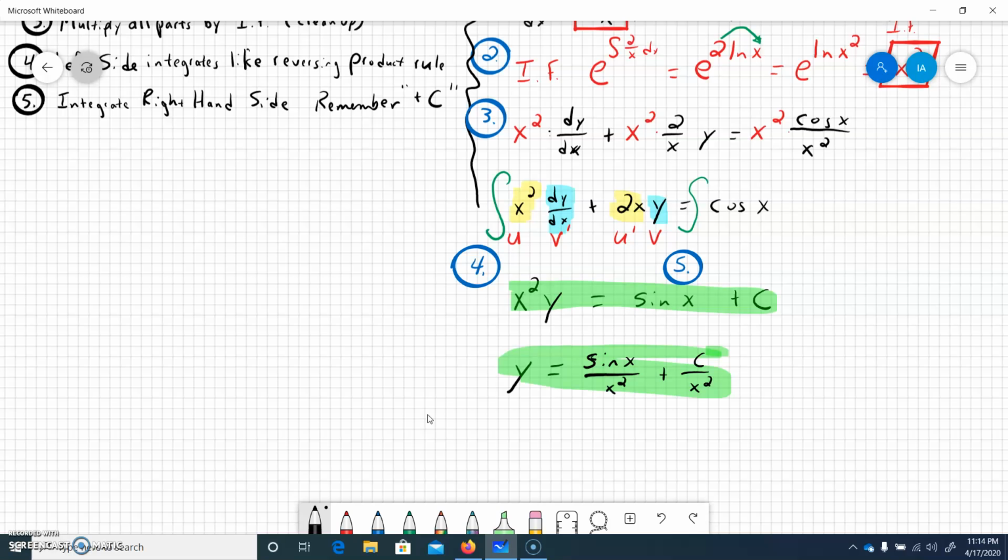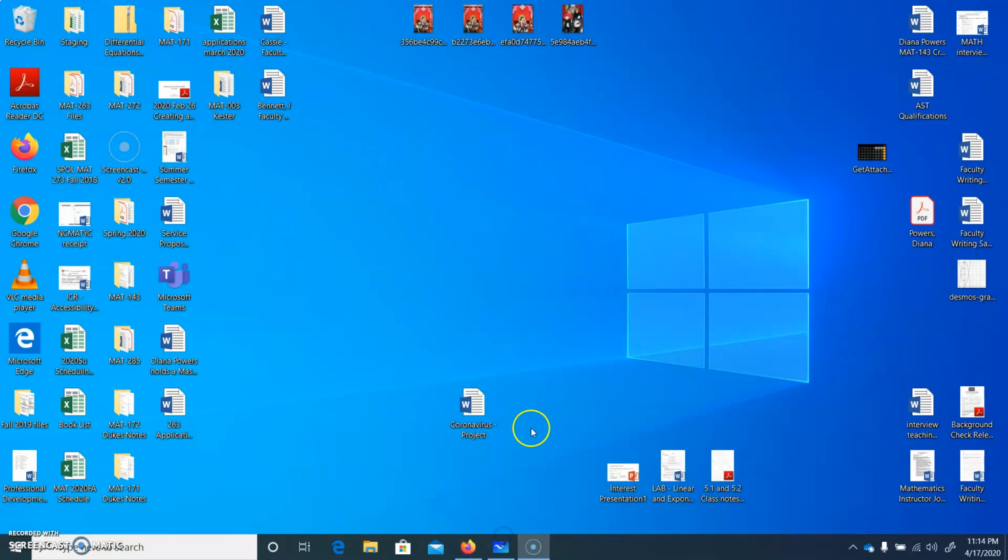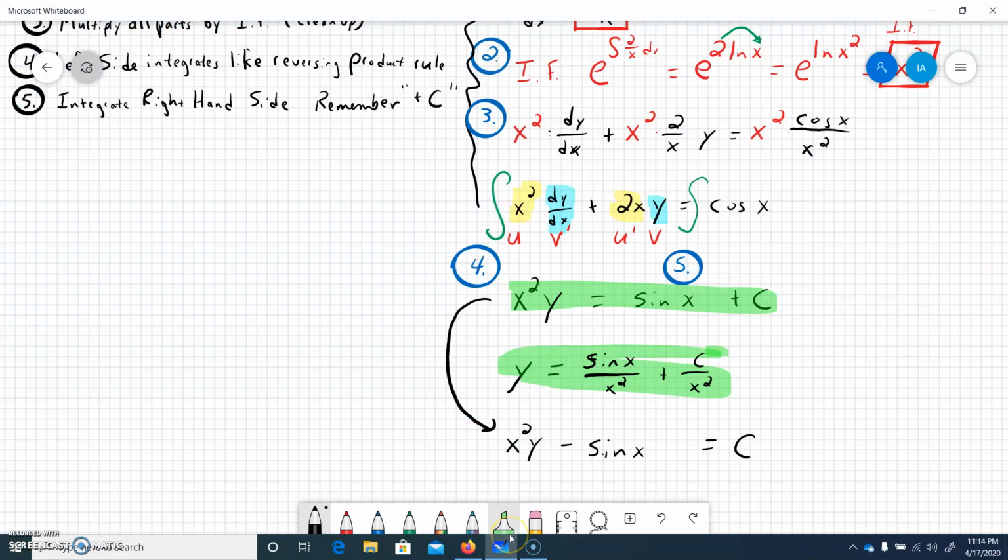But another way that they're written is sometimes instead of getting the y by itself, because if there's a higher power or something else is going on, it might be more difficult. You could get the c by itself, because usually it's just plus c. So it's fairly common to see answers written with the constant by itself. So if we went back to our first solution here, we could move the sine over and we'd have x squared y minus sine of x equals c. But that's 3 different ways you might see it written, depending on how difficult it is to get y by itself or c by itself.